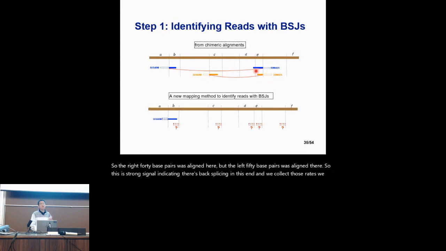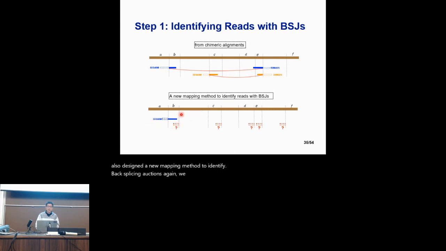We also designed a new mapping method to identify back-splicing junctions. Again, we start with reads that are partially aligned, like here. So the left 30 base pairs are not aligned, and we will try to align them to possible back-splicing positions. And if the alignment score is above threshold, we also collect them.